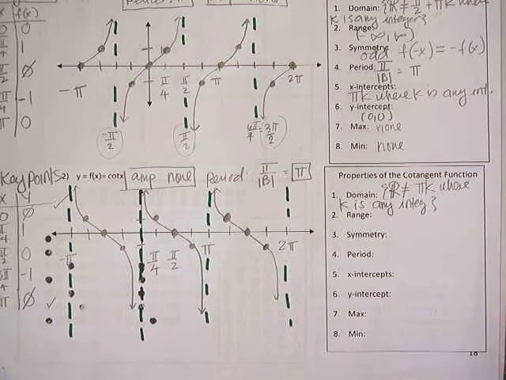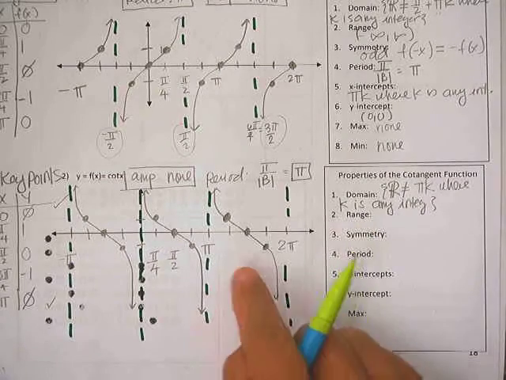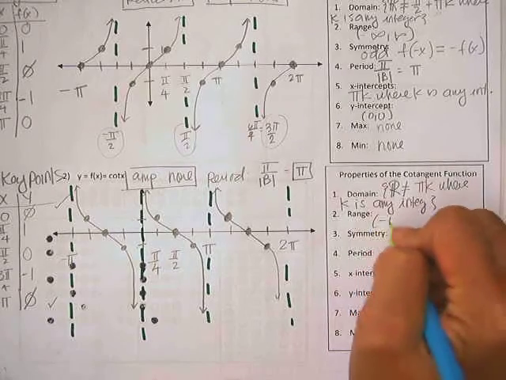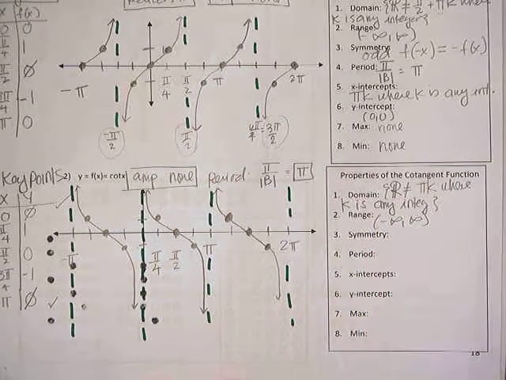Okay. The range, just like tangent, it goes up forever and then it goes down forever. So that's going to be all real solutions, or I'm sorry, all real numbers.